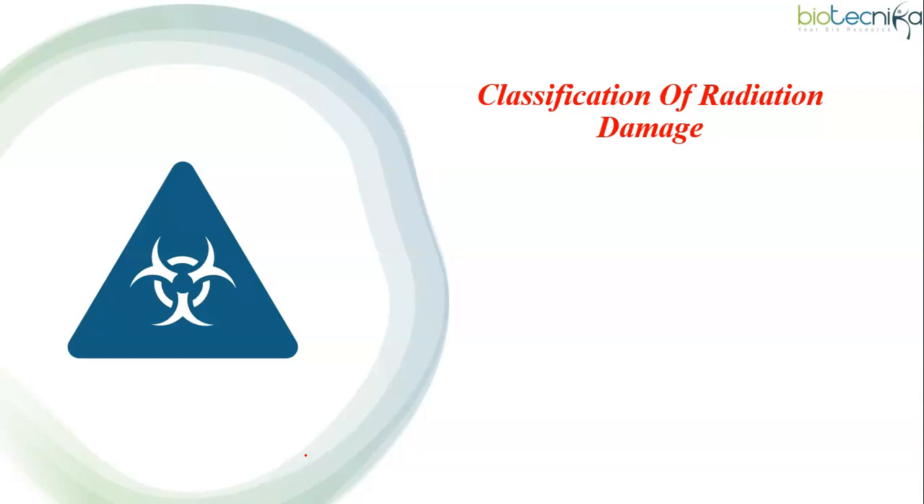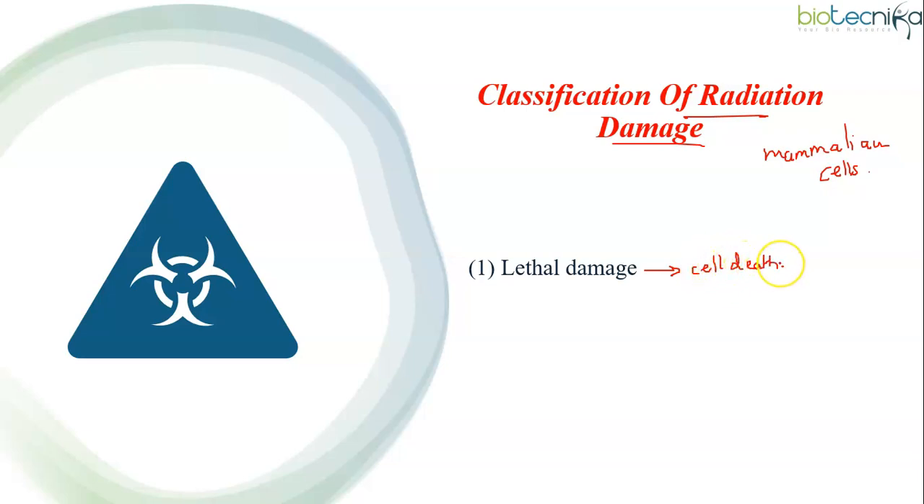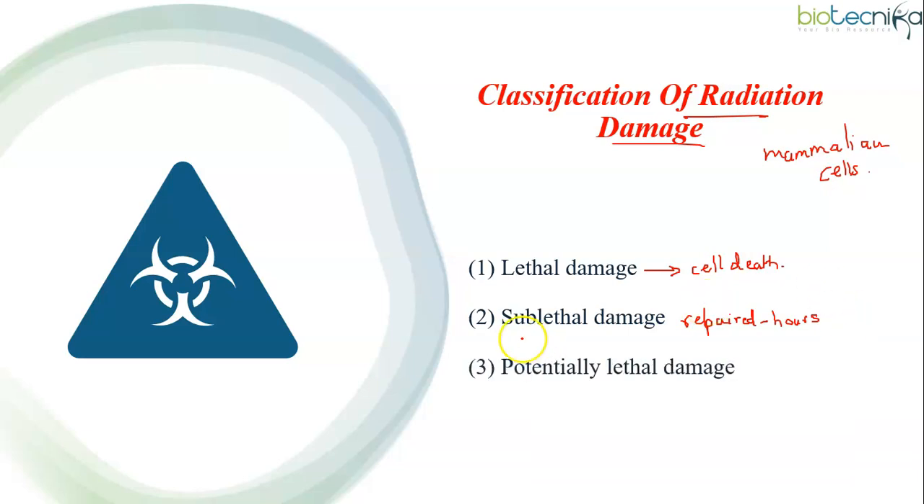Then we can classify the radiation damage to mammalian cells into three categories. Lethal damage, which is irreversible, irreparable and leads to cell death. Second, sublethal damage, which can be repaired in hours unless additional sublethal damage is added and eventually leads to lethal damage. And third is potentially lethal damage, which can be manipulated by repair when cells are allowed to remain in a non-dividing state.